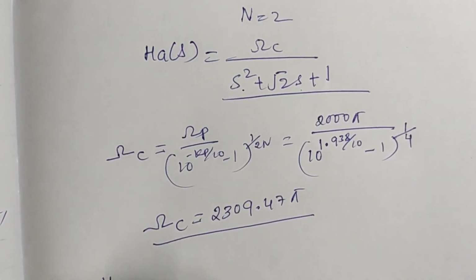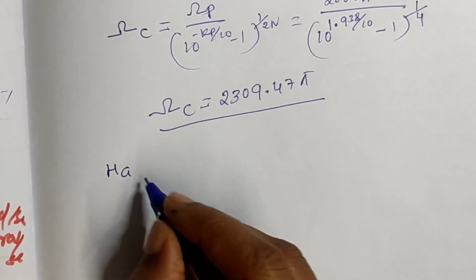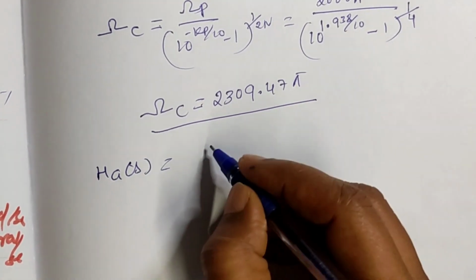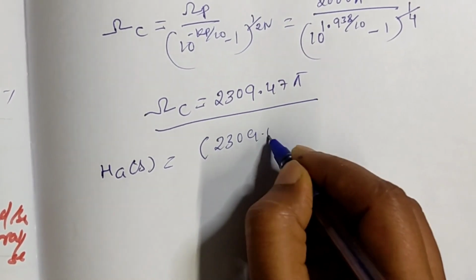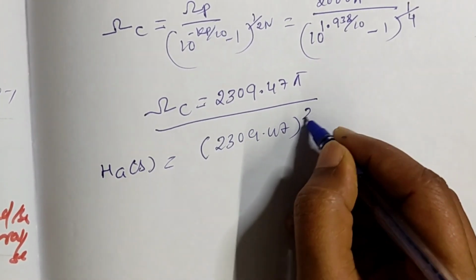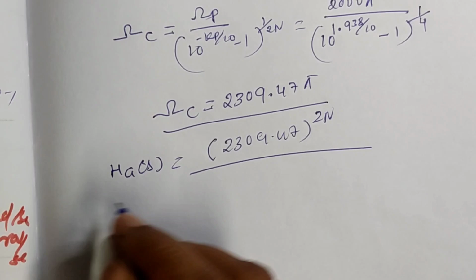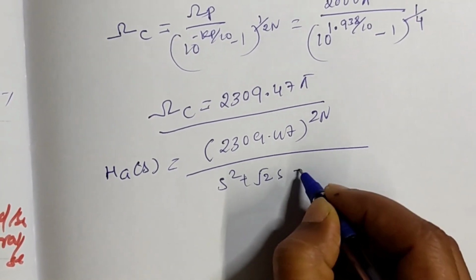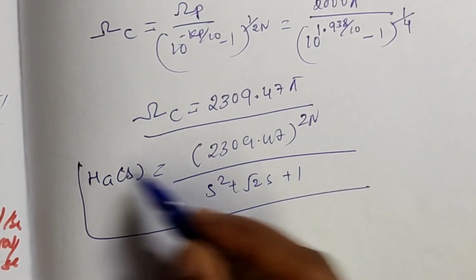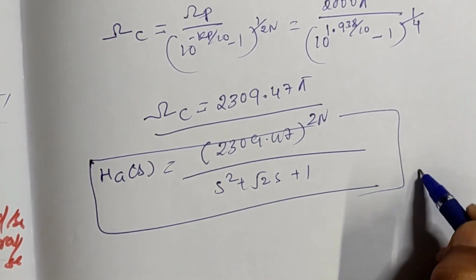Therefore, H A of S will be, you can substitute omega C, which is 2309.47 pi, raised to N, divided by S squared plus root 2 S plus 1. This is the analog filter.